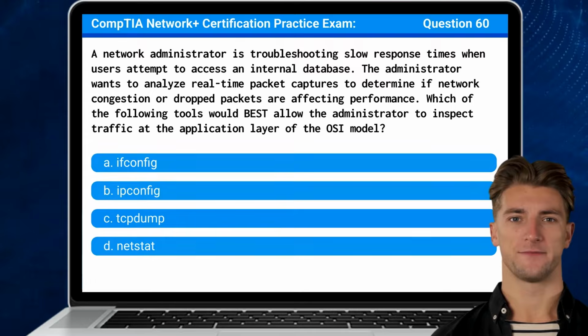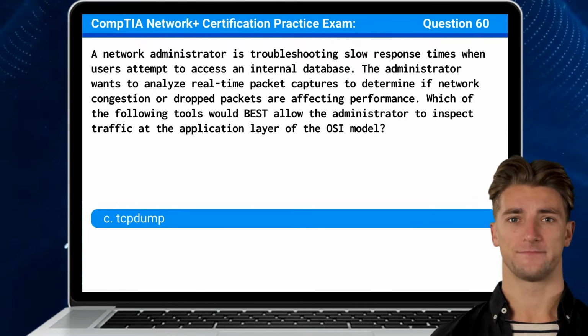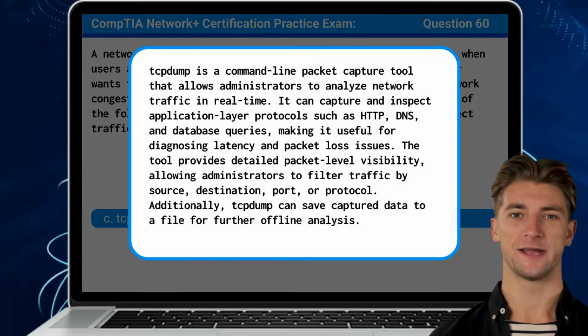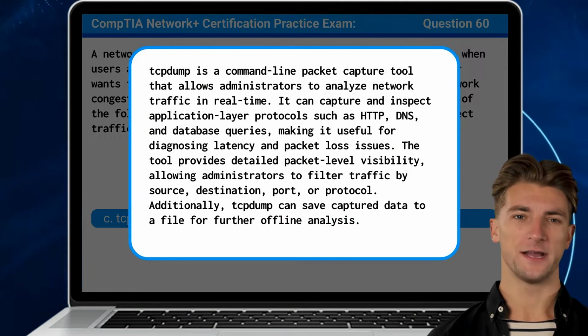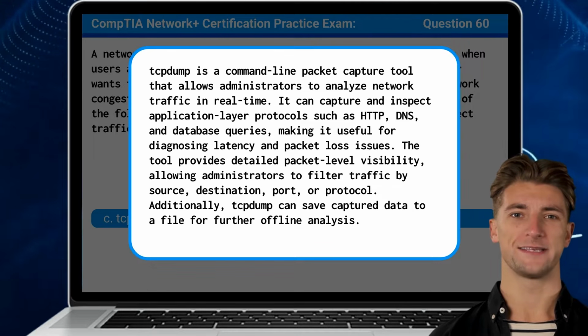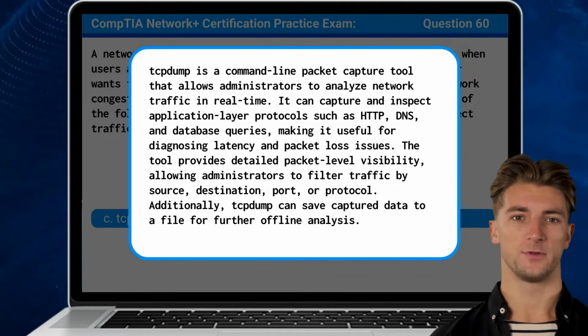The answer is C, tcpdump. tcpdump is a command line packet capture tool that allows administrators to analyze network traffic in real time. It can capture and inspect application layer protocols such as HTTP, DNS, and database queries, making it useful for diagnosing latency and packet loss issues.